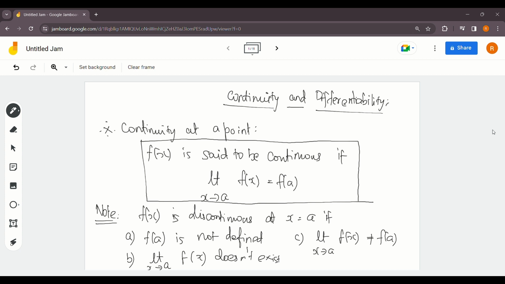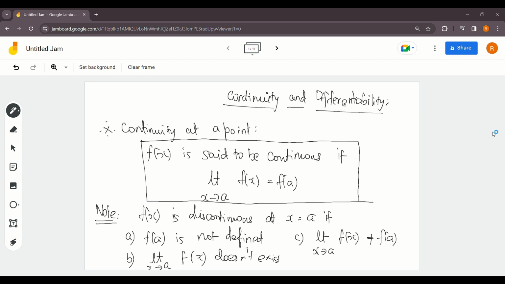So I thought that I can do it differently this time. I thought of giving you everything because all these concepts are really important from your exam point of view and also for your conceptual understanding. So now let us go into this session. Now we are going to see the concept of continuity and differentiability. First, let us discuss what is continuity at a point.